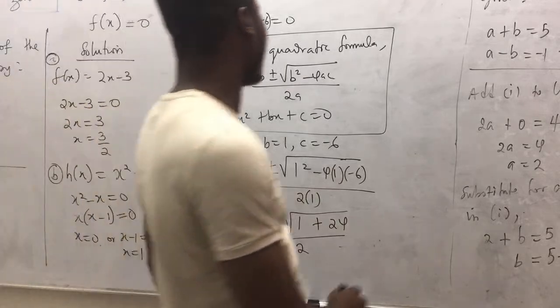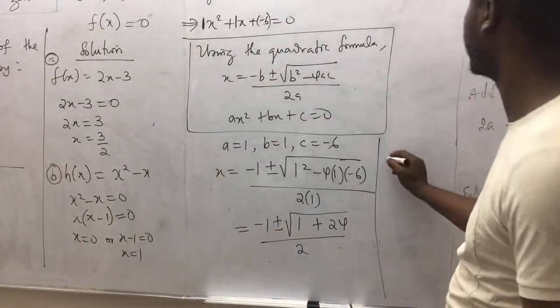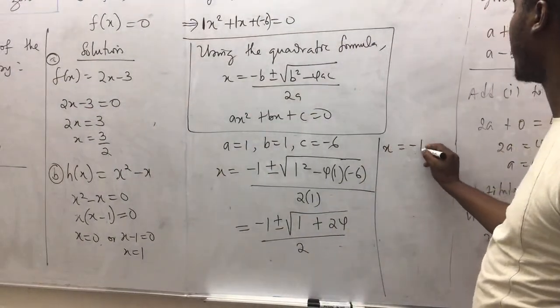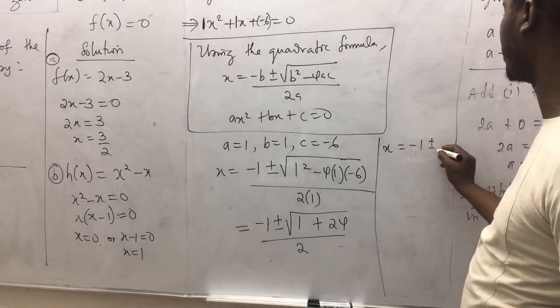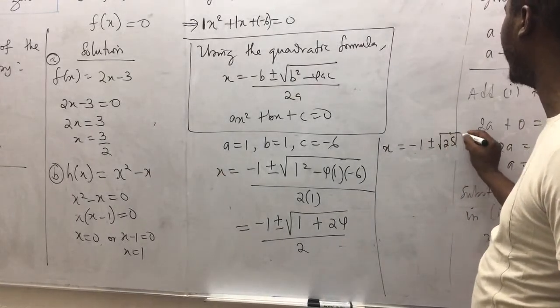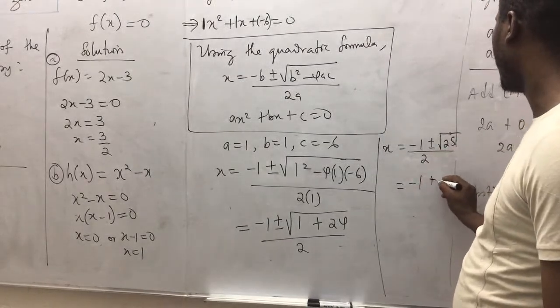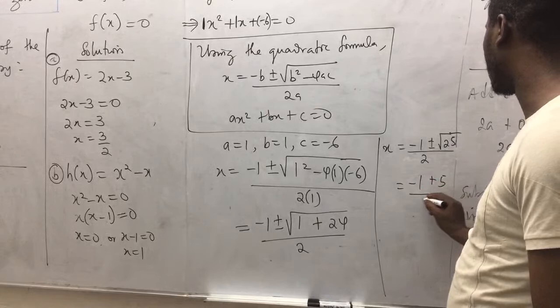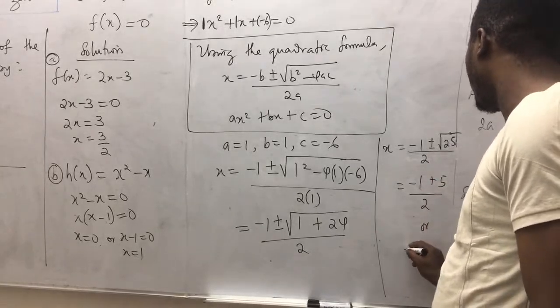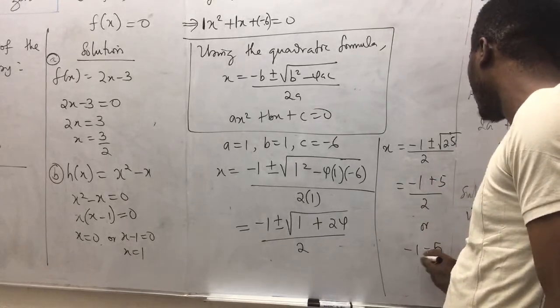So if you solve further, you will end up having that x is equal to minus 1 plus or minus the square root of 25, all over 2. And this will reduce to minus 1 plus 5 over 2, or minus 1 minus 5 over 2.